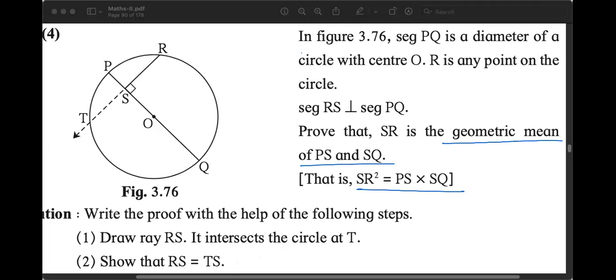What do we do? Let us join this RQ. Also, let us join this RP. Now tell me what will be the measure of angle PRQ. All of you know this answer. The answer is staring at your face. What will be the measure of this angle? If you have read the question, you know the answer.